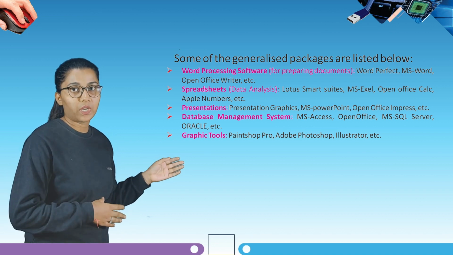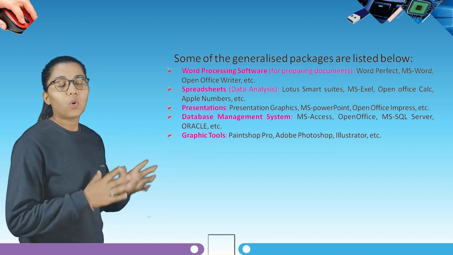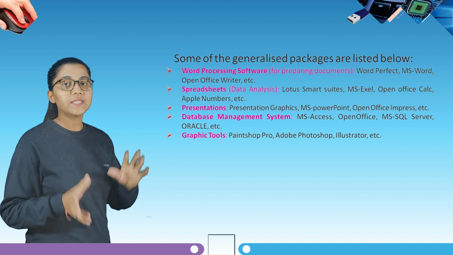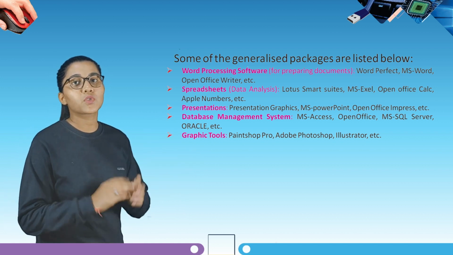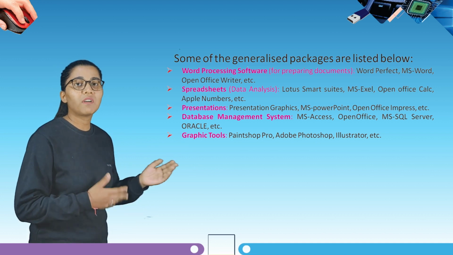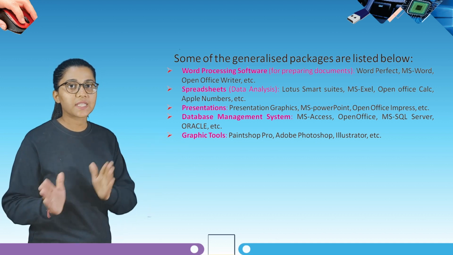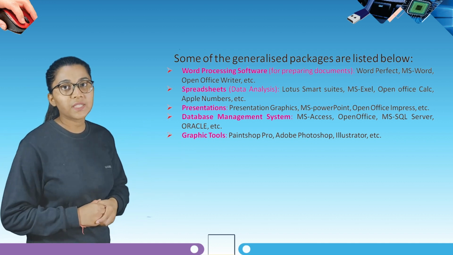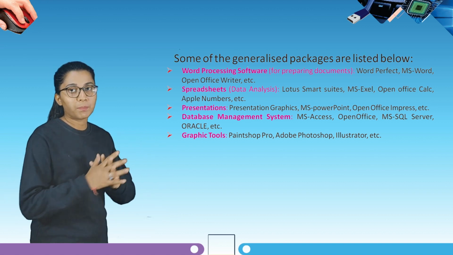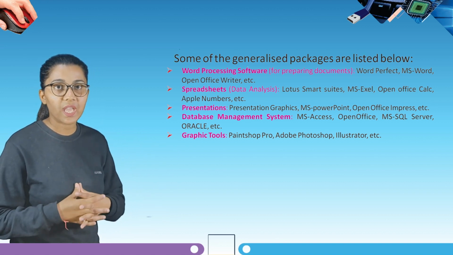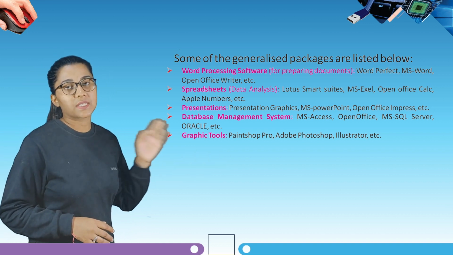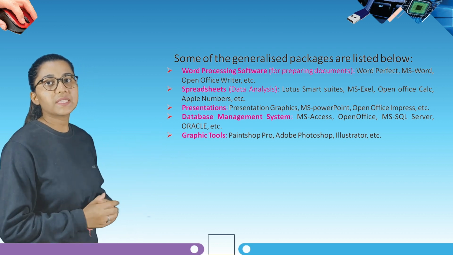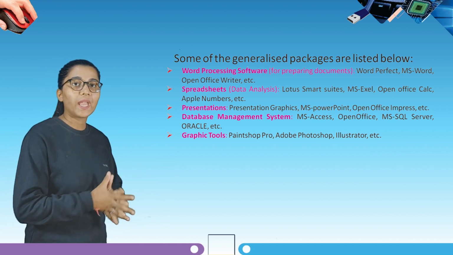Some word processing software are WordPerfect, MS Word, OpenOffice Writer, and etc. Now we have spreadsheets, and the spreadsheets are Lotus Smart Suite, MS Excel, OpenOffice Calc, Apple Numbers, and etc. Now we have presentation, and the softwares are Presentation Graphics, MS PowerPoint, OpenOffice Impress, and etc. Now next we have database management system, and the software are MS Access, OpenOffice, MS SQL Server, Oracle, and etc.